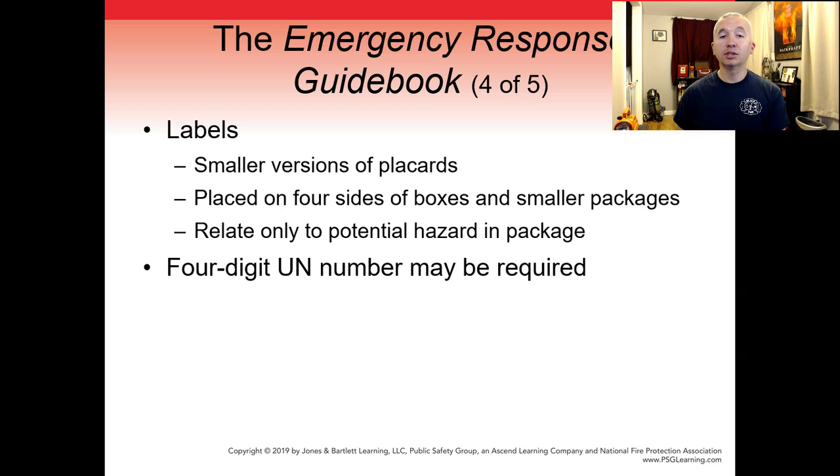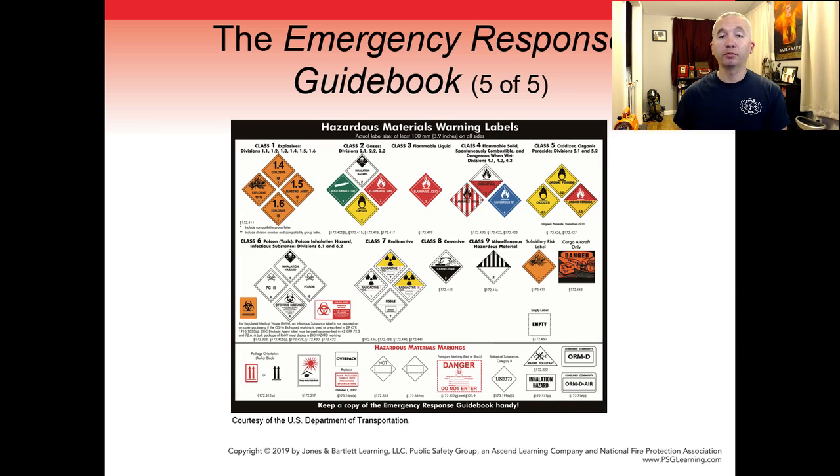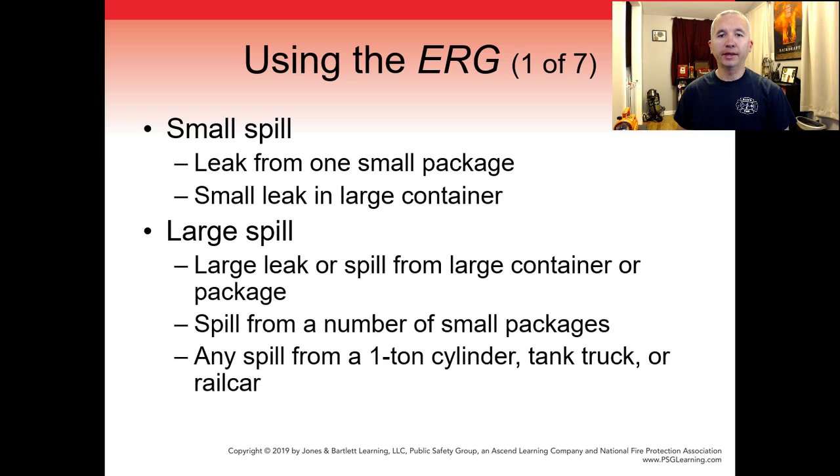The 4-digit United Nations UN number may be required on some placards. It identifies specific materials being shipped. A label is a smaller version of the placard and is placed on the boxes or smaller packages that may contain hazardous materials. The ERG is used for small spills, a leak from one small package, or a small leak in a large container. It could also be a large spill or a large leak from a large container or package, a spill from a number of small packages, or even a spill from a 1-ton cylinder, a tank car, or rail car.